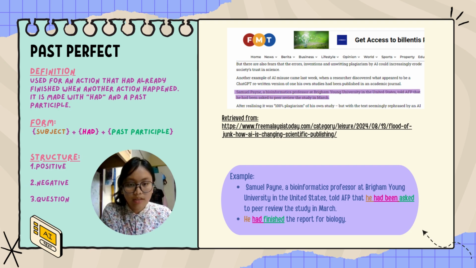If you see in the sentence, he had been asked follows the past perfect form, which is the subject plus had plus past participle. The second example also follows the past perfect form. He had finished the report for biology. He had finished is the past perfect form. So for past perfect, it also can be written in three structures, which is positive, negative, and question.